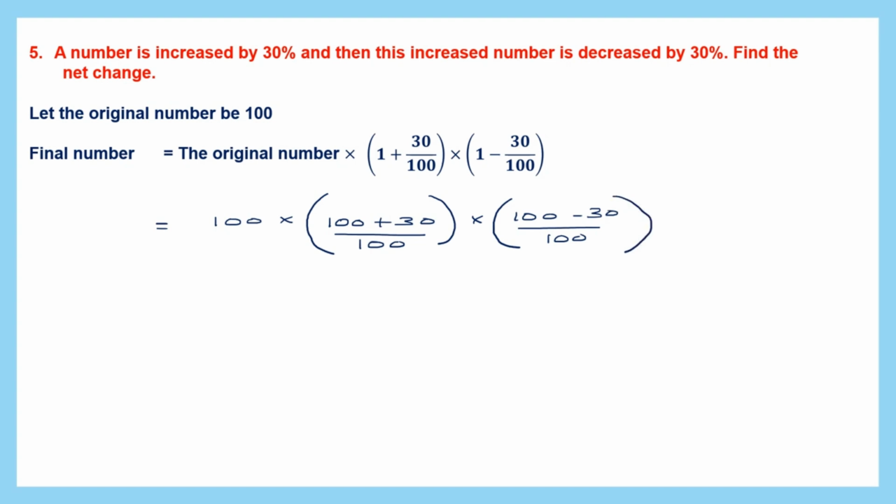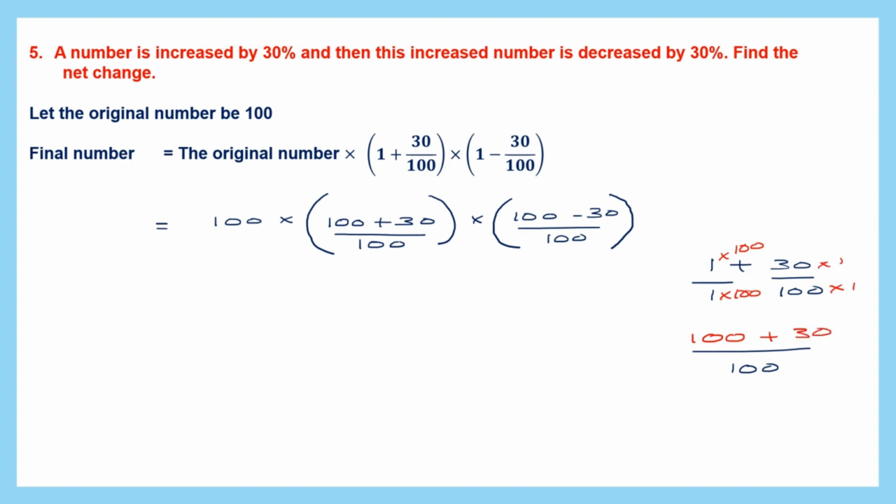Now how did I get 100? Now here, let me work this out here and show you. Now if I have 1 plus 30 by 100, now how do I work this out? First I make this a fraction, then I find the LCM here. LCM is 100, so 1 into 100 is 100. So I multiply the numerator also by 100. So that's how we've got 100 here plus the other one, 100 into 1, so 30 into 1 is 30. 100 plus 30. Now that is how I got this 100 plus 30 by 100 here. In a similar way, 100 minus 30 by 100.